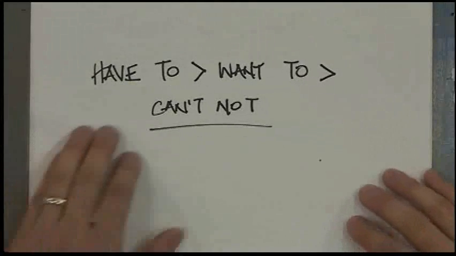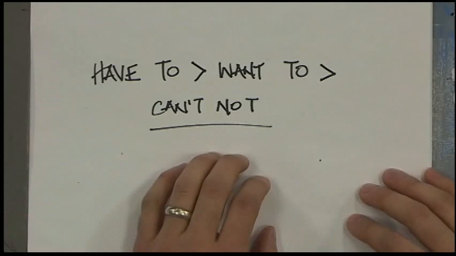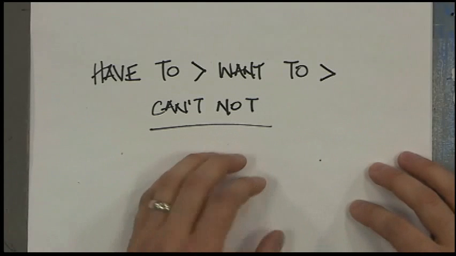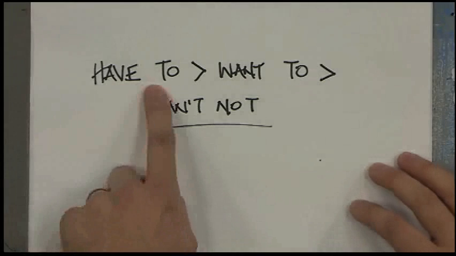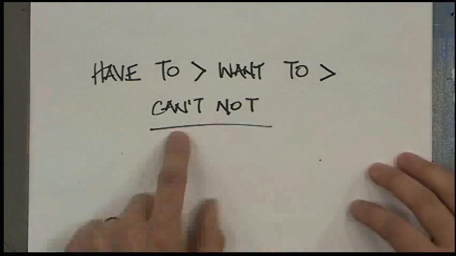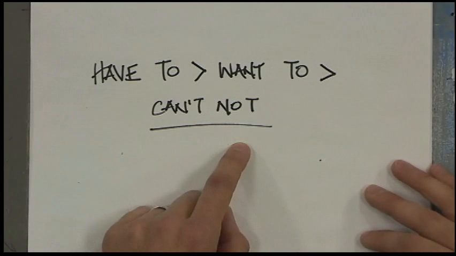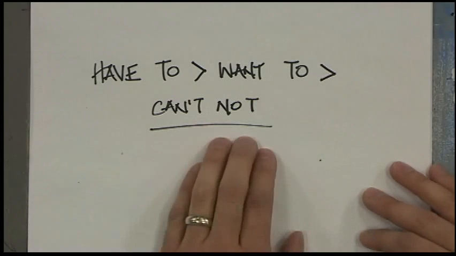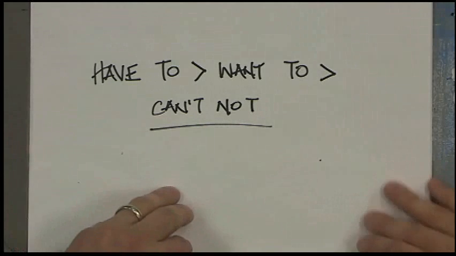And remember, this was my recommendation on your motivation to make it through that trough. Before you get in, make sure your have to has evolved to a want to, and if possible, let that evolve to a can't not. This is really where I think you need to be, in my opinion, to make it through that trough.